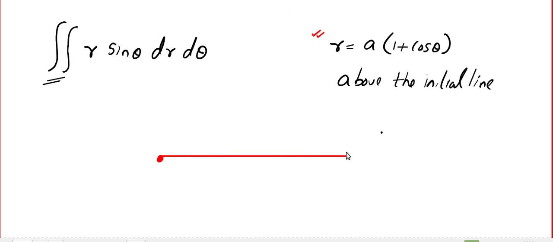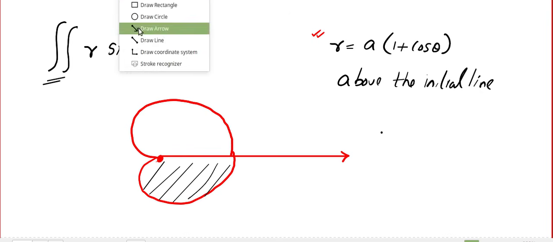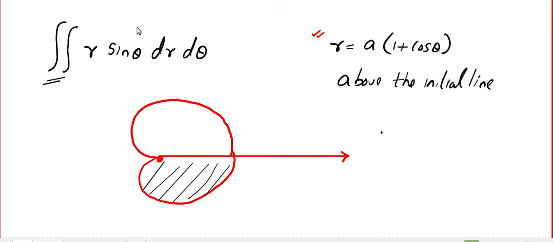You can check it. We have the initial line here, and you can draw a rough picture of the cardioid. Okay, now it is clearly mentioned we are interested only in the upper part. Now one very important thing is, when we evaluate polar integrals, we do not draw vertical strip or horizontal strip. Instead, we go for angular strip.